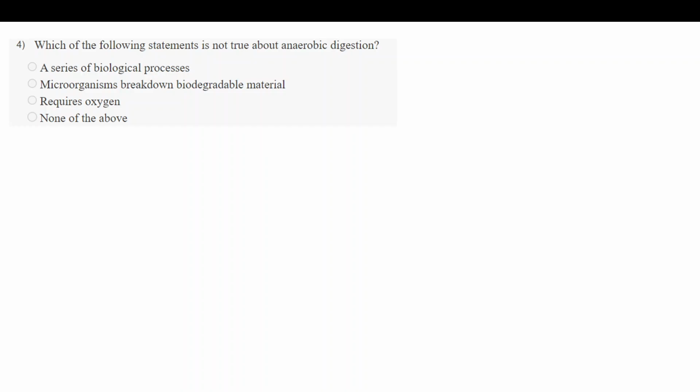Ma'am, second one, microorganisms break down biodegradable material. No. Can you look further? Once again, check the question and see whether it is the correct answer. I guess that is not the correct answer.